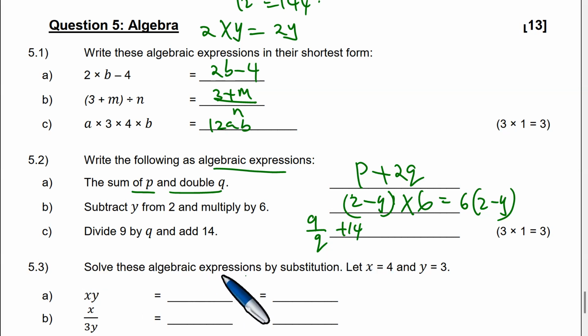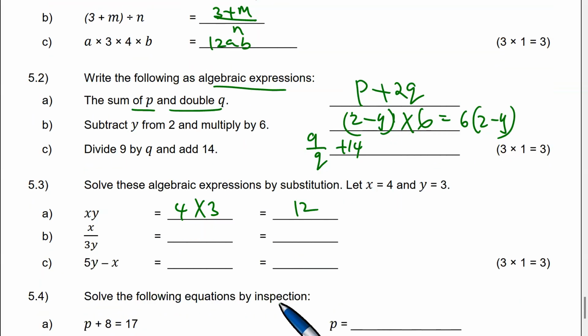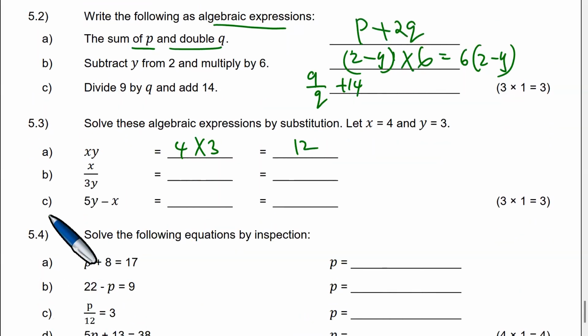Solve these algebraic expressions by substitutions. Let x be equal to 4 and y be equal to 3. So what's the answer? If x is 4, then in the place of x, you put 4 times. Y is what? Is 3. What is 4 times 3? 12.